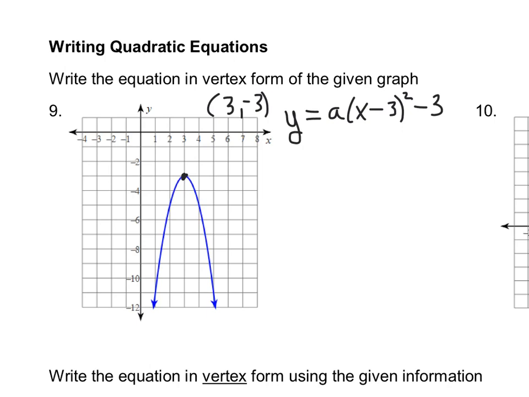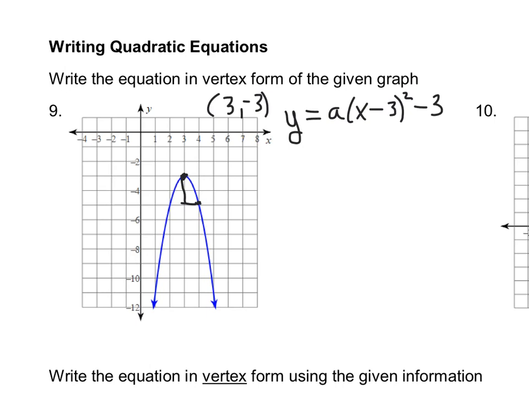Now what I need to find is a. And I'm going to find a algebraically. I could try by counting how many units down I go and so forth. And you could probably use this little trick sometimes, but sometimes you can't. And so if you can't really tell where the next point is, then it's always a good idea to go ahead and solve it algebraically.